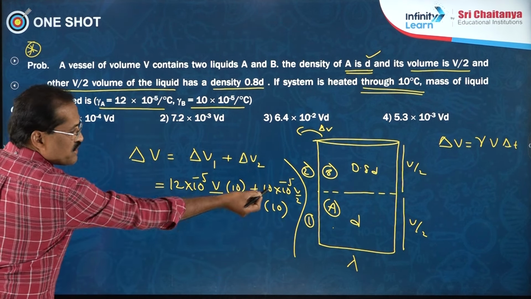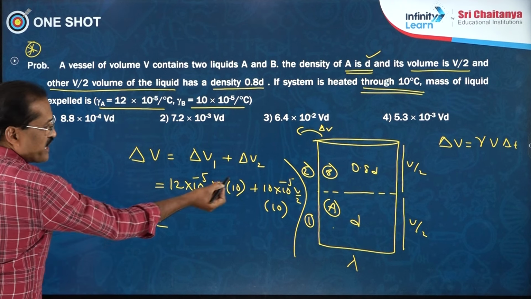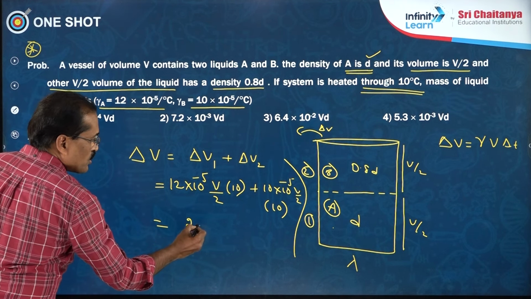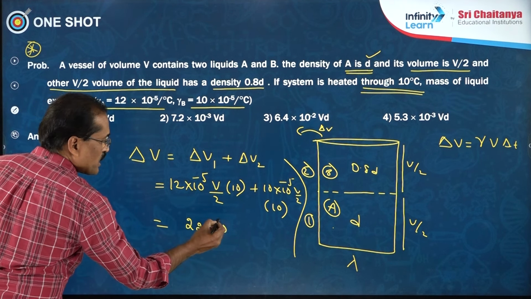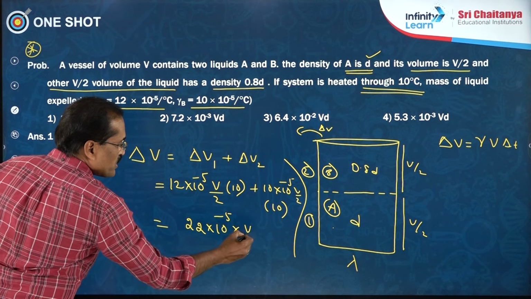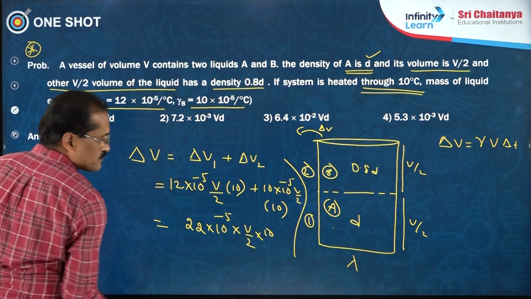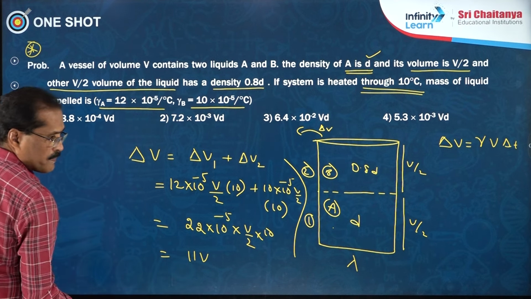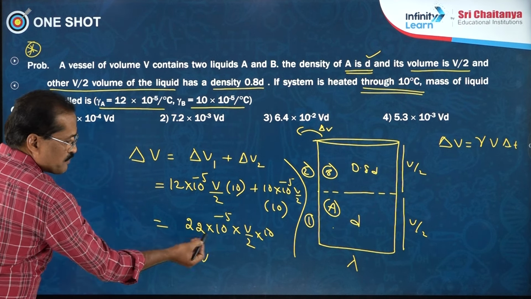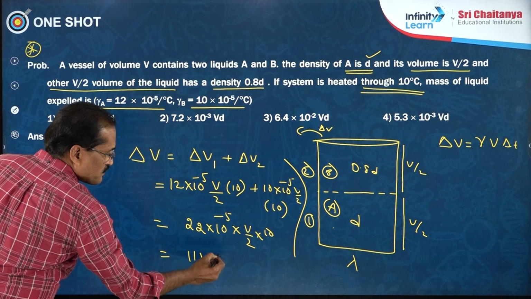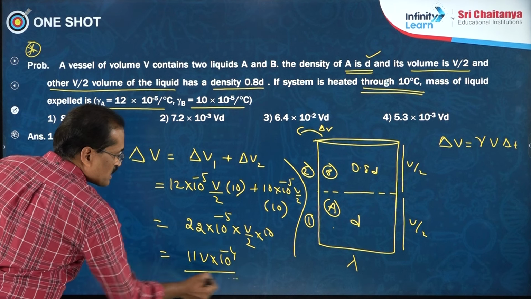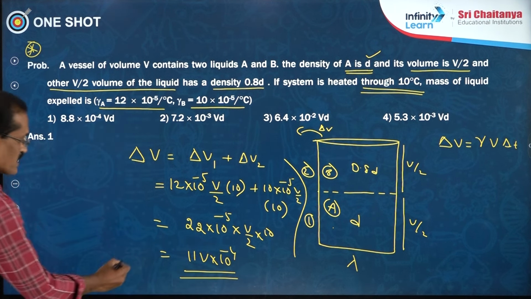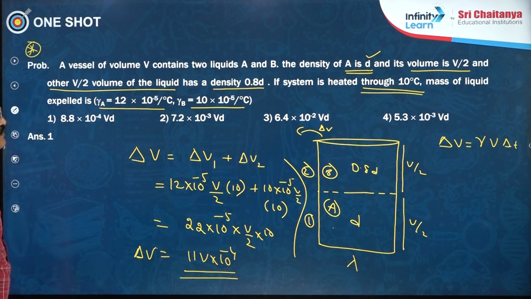V by 2 into 10, V by 2 into 10 is the same thing, 12, and this is a 10, which is equal to 22 into 10 power minus 5 into V by 2 into 10. Clearly observe that here 11 V, because here the 10 is there, 10 power minus 4. This is equal to the volume increase, the total increase in volume.